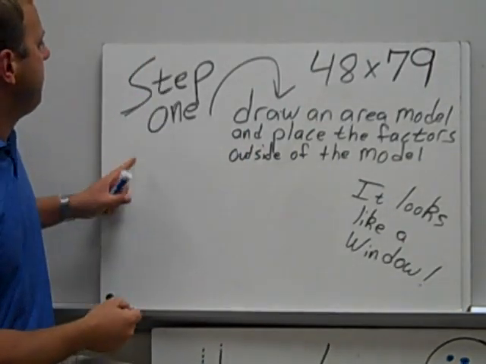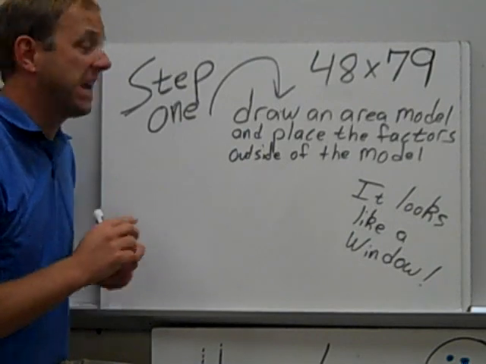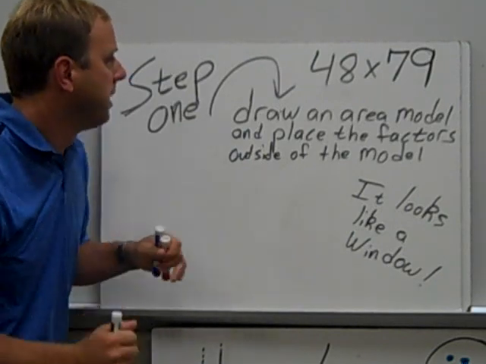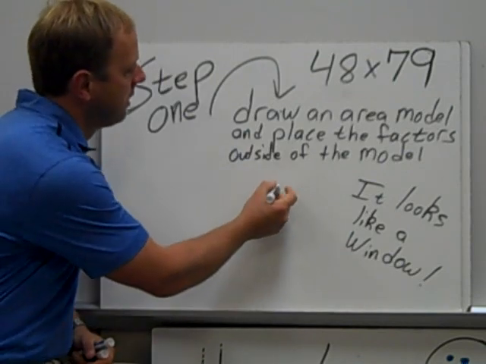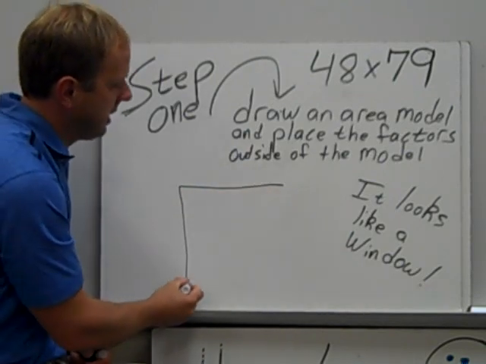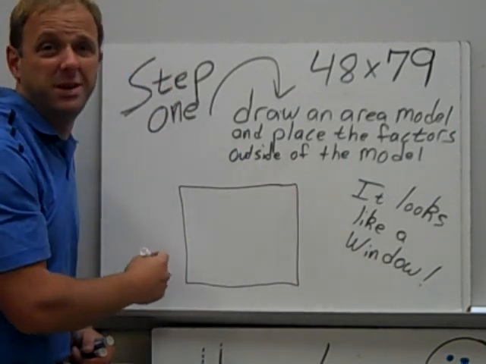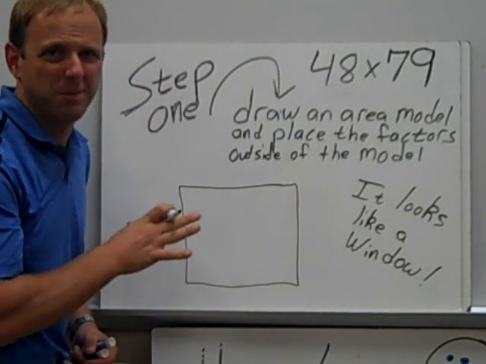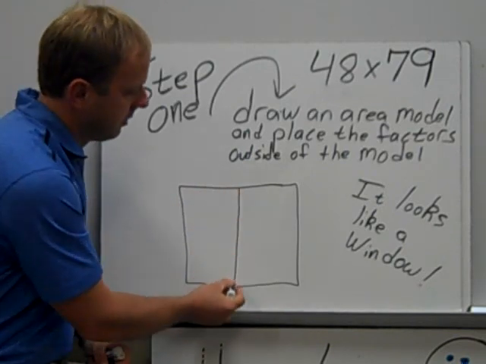Alright, so the very first step, you draw an area model and place the factors outside of the model. Now, it looks like a window. That's usually the easiest way to remember it. Technically, an area model separates the size of the squares based on the values. However, we don't really mess around with that because that just confuses people. So, go with it looks like a window.